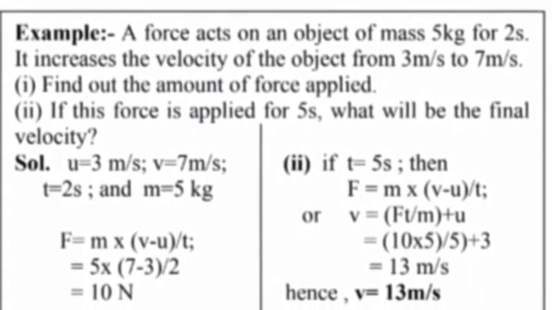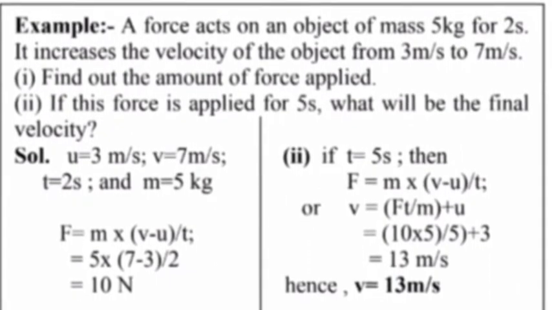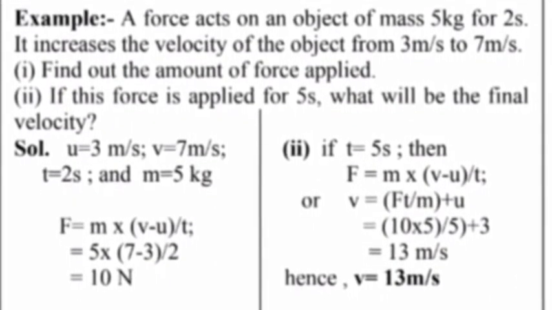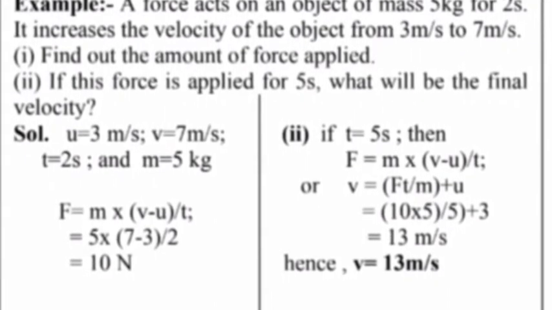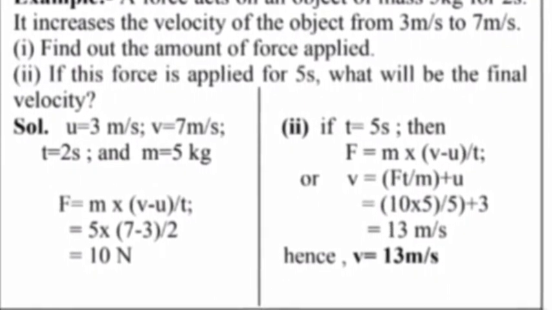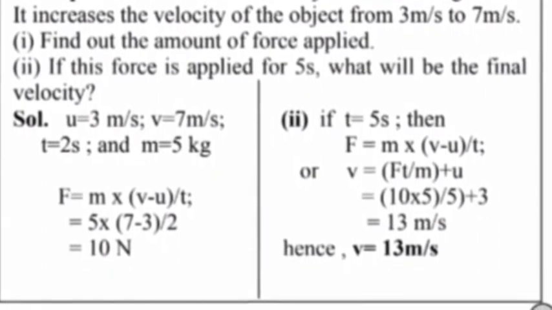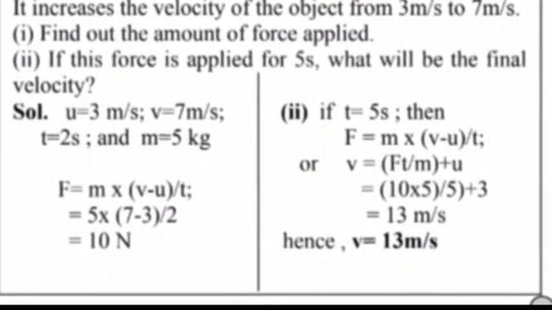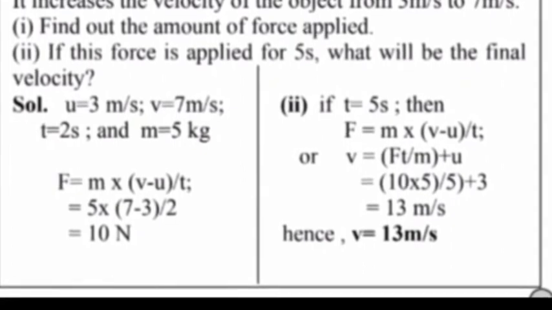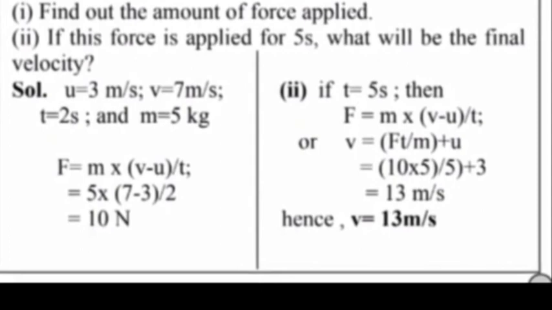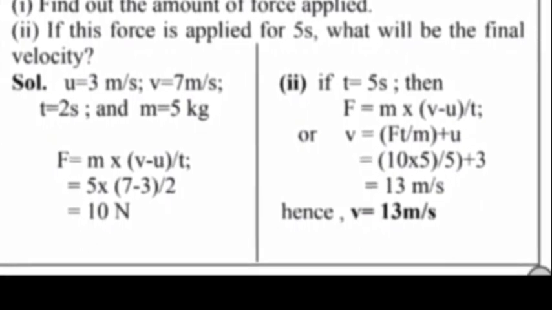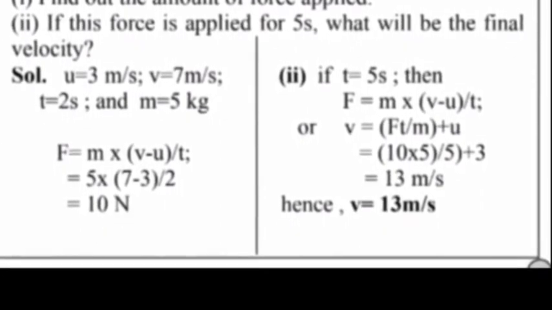The force we can write. The formula of force is F is equal to m into v minus u upon t. So answer is 10 Newton. And in second case, t is 5 seconds. Then F is equal to m into v minus u upon t, and v is equal to Ft upon m plus u. And after calculation, we have got v is equal to 13 meter per second.